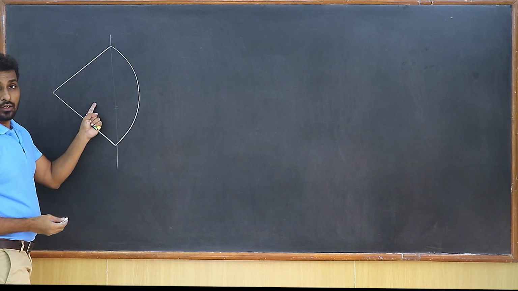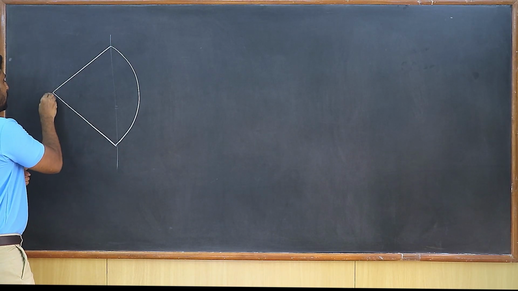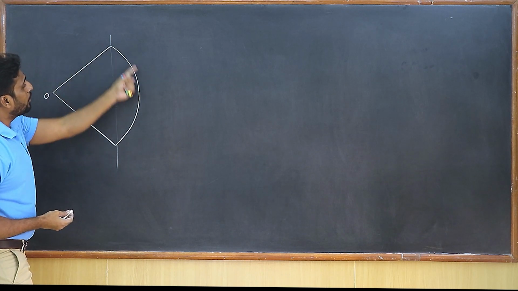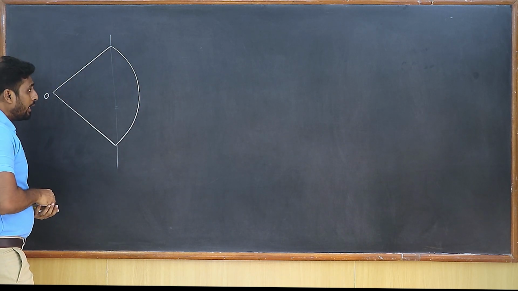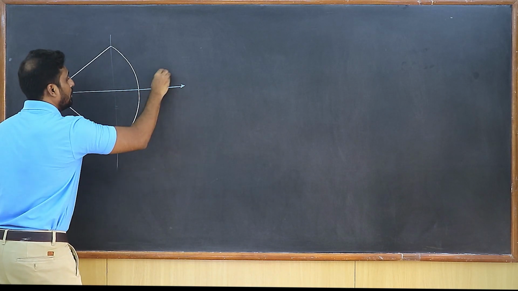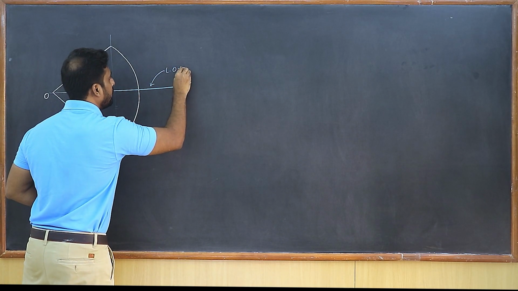Now observe this sector of a circle, let's say this is the center, say O. You can easily observe that this particular sector will be symmetric about the horizontal line. So this is the line of symmetry, isn't it?